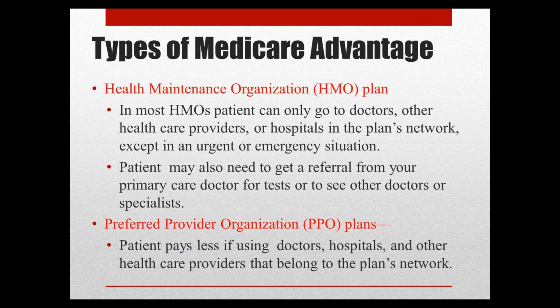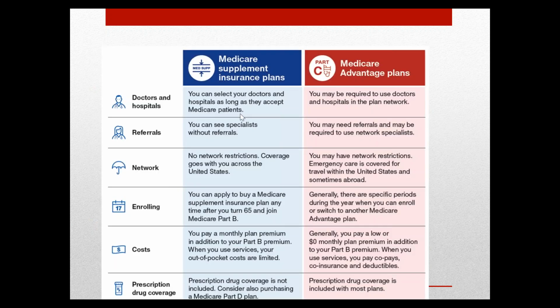The PPO, the patients, you know, again, they have to use the preferred providers, but they have more freedom to go on their own. They do pay a lot more for these type plans than they do for the HMOs. So this again just summarizes that. Doctors and hospitals: with Medicare supplements, you can select the doctors, and with Medicare Advantage, you may be required to use doctors and network referrals. You can kind of go wherever you want, which is one of the reasons it's very difficult to control costs in MSSP and other things.